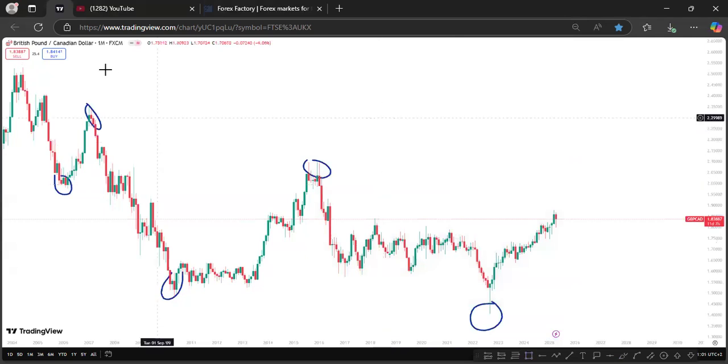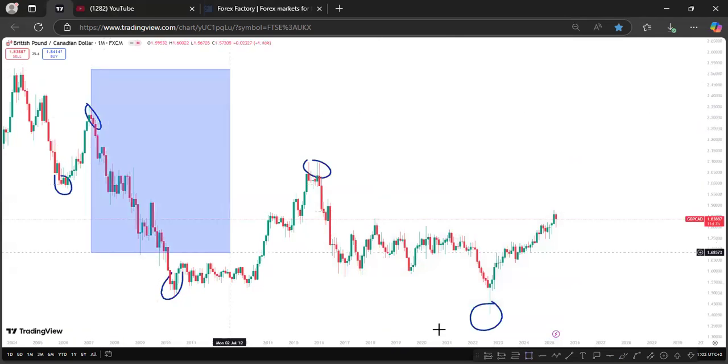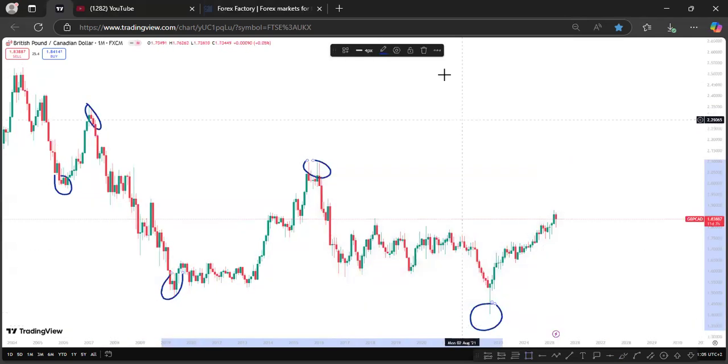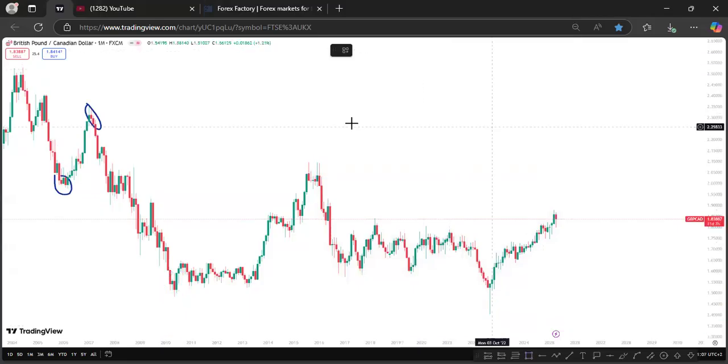Because in trading, we have two types of trends. We have the overall trend and we have the counter trend. And we need to identify the one we are trading at the moment. Now, the overall trend of the market, we have spotted it to be a downtrend. Now, what is the counter trend?